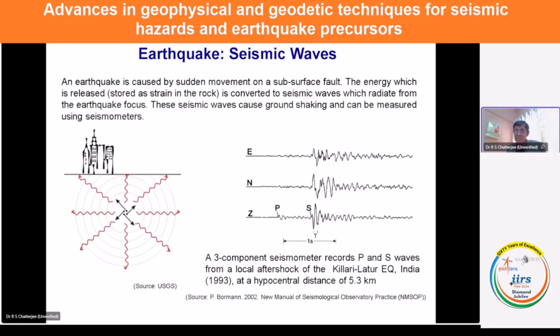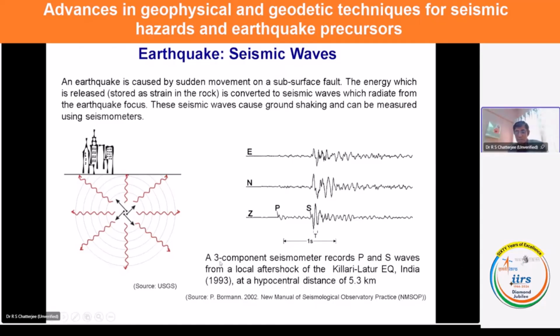This energy is released in the form of seismic waves, which radiate from the earthquake focus. Focus is the origin of the earthquake, the source of the earthquake, or the beginning of the rupture. These seismic waves cause ground shaking, and this can be measured by a seismometer. But not all these waves cause damage, as I told you in the morning. Surface waves are the most destructive.